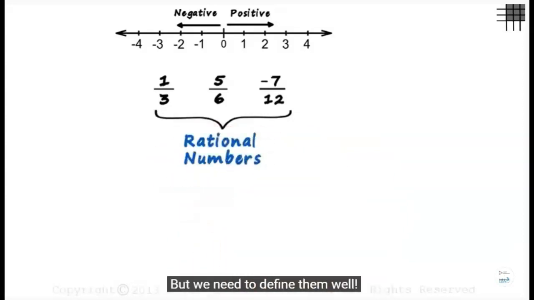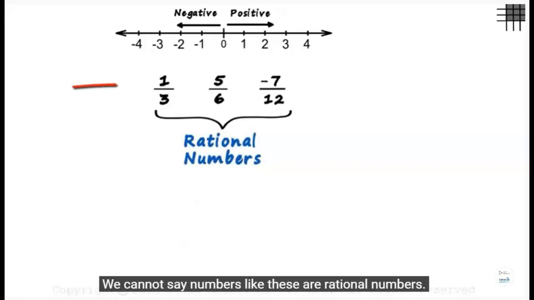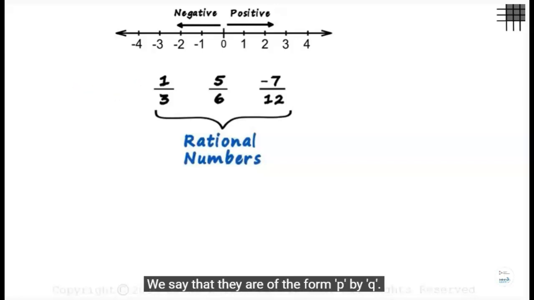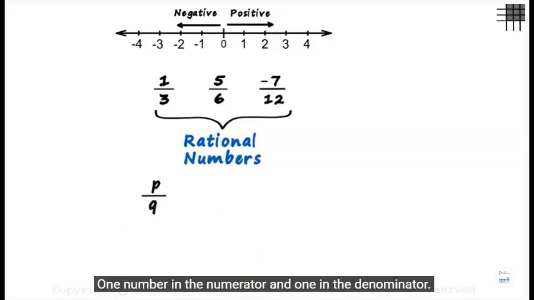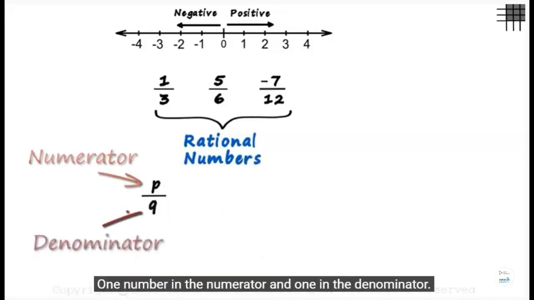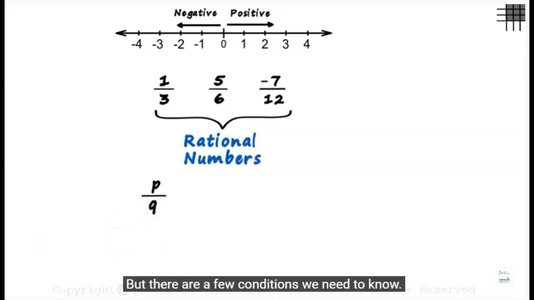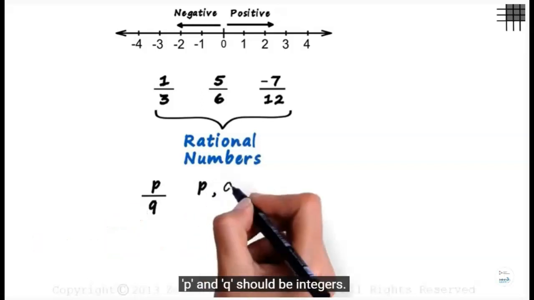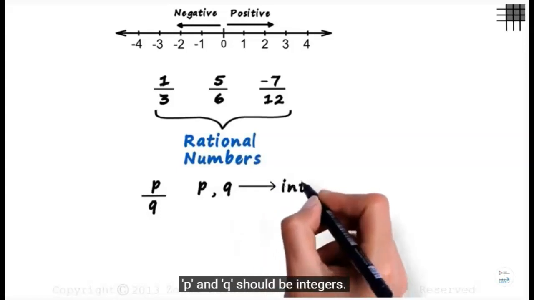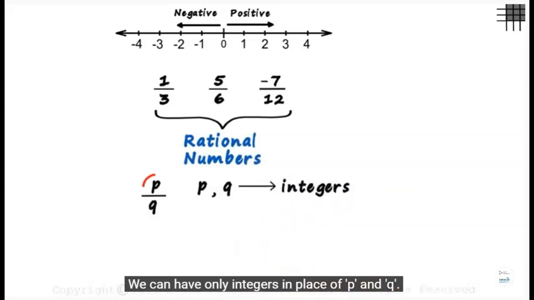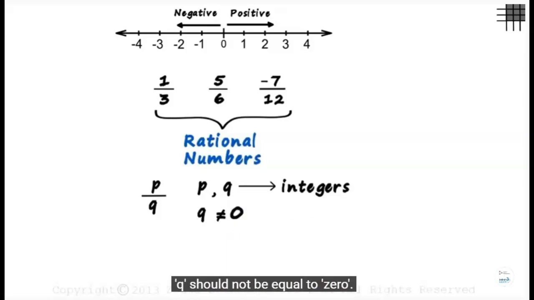But we need to define them well. We cannot say numbers like these are rational numbers. We say that they are of the form p/q. One number in the numerator and one in the denominator. But there are a few conditions we need to know. P and Q should be integers. We can have only integers in place of P and Q. And there is another important condition. Q should not be equal to 0.